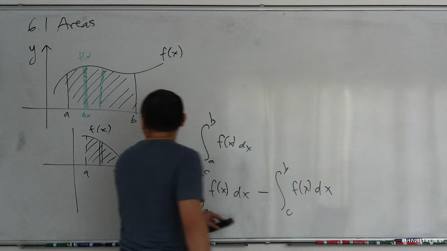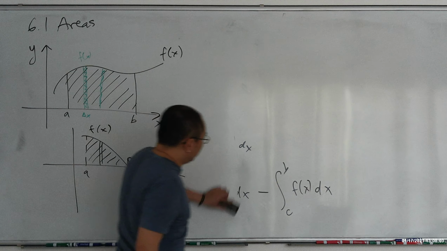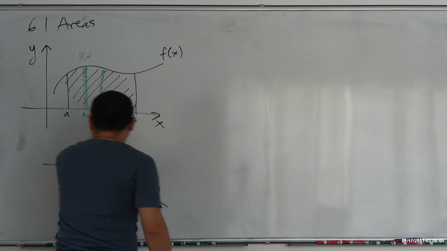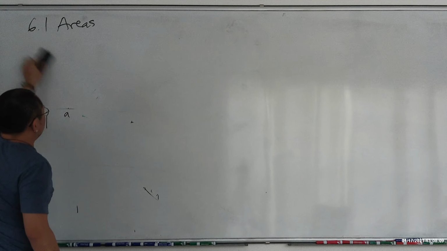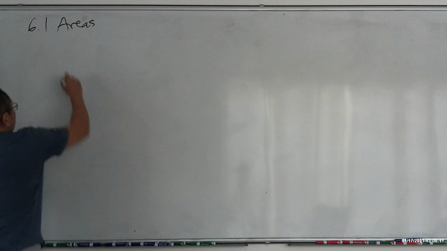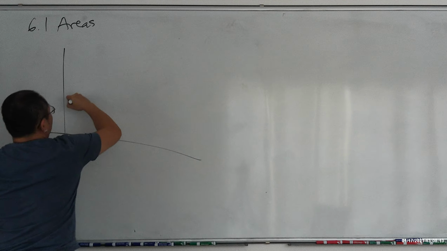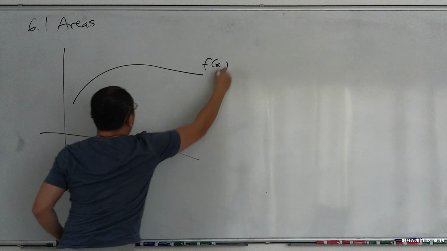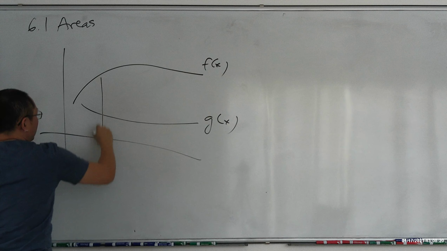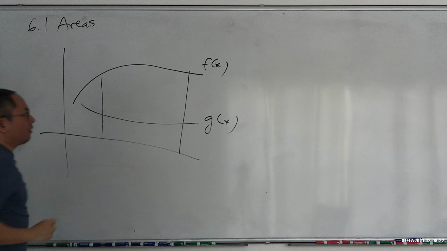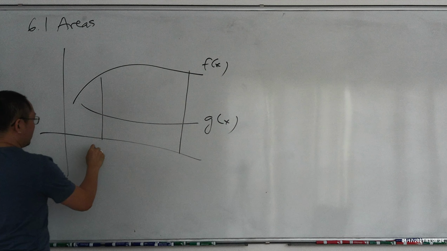Okay? And then let me give you another case before I give you examples. Now instead of having 1 function, what if you have 2? This is your f of x, and this is your g of x, and they ask you to calculate the area bounded by the 2 functions f of x and g of x, running from a to b.